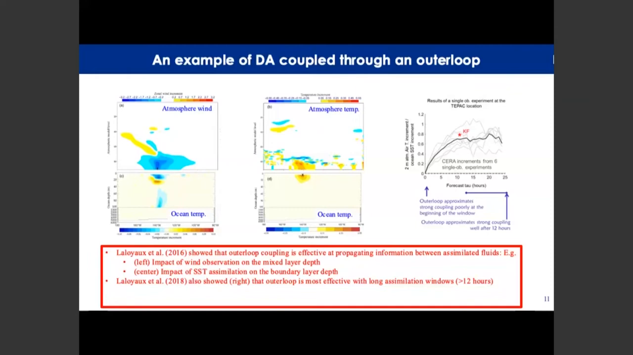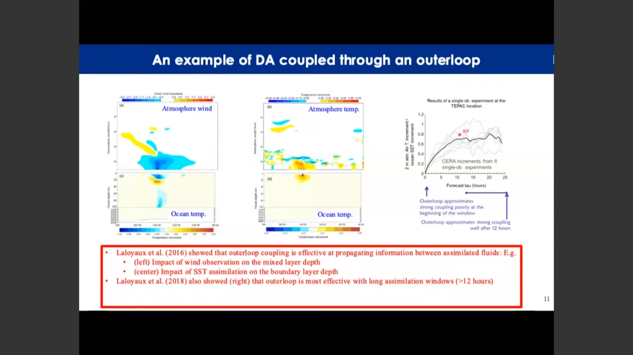The benefit of outer loop coupling in a serial-like system was that you had 24 hours to come into balance, and that worked very well. But if you have very short assimilation windows, like most of us do, the outer loop coupling might not be sufficient. You do need these longer windows for assimilation.